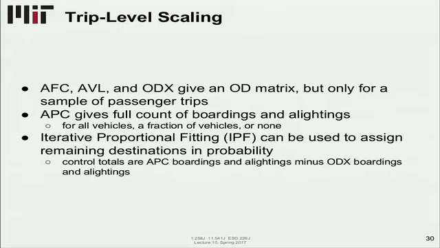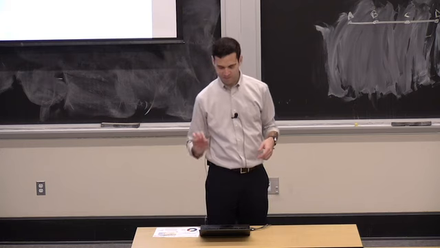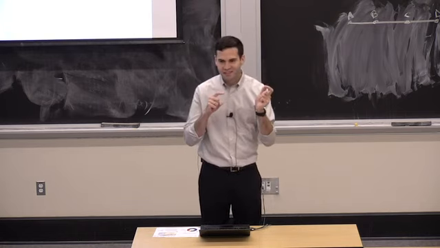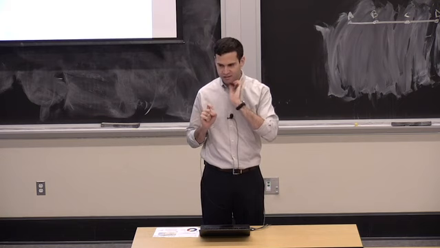We have different situations. So AFC, AVL, and ODX together give an OD matrix, but it's only for a sample of passenger trips. If you have APC, that gives you the full boarding count. So if you have that for all your bus fleet, then great, you can use IPF. And you could apply your ODX matrix as the seed to make it more accurate, right?